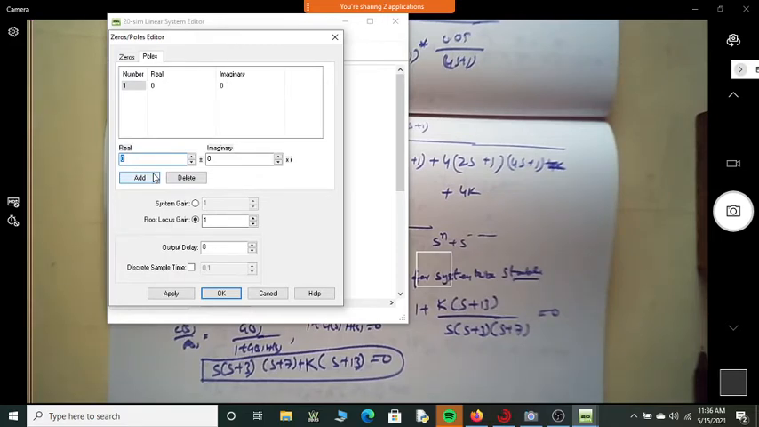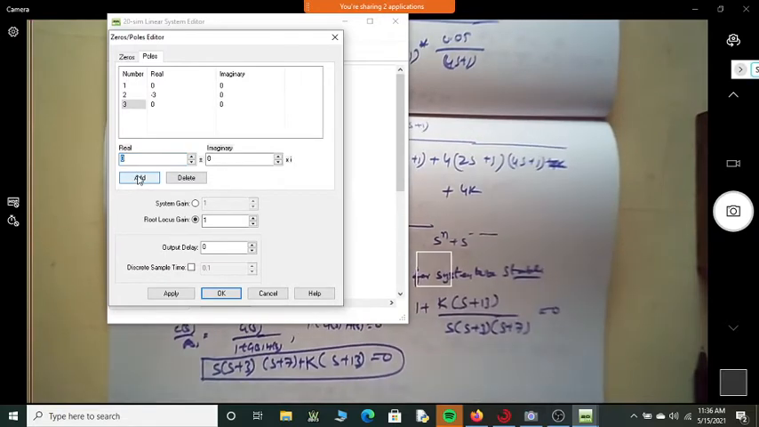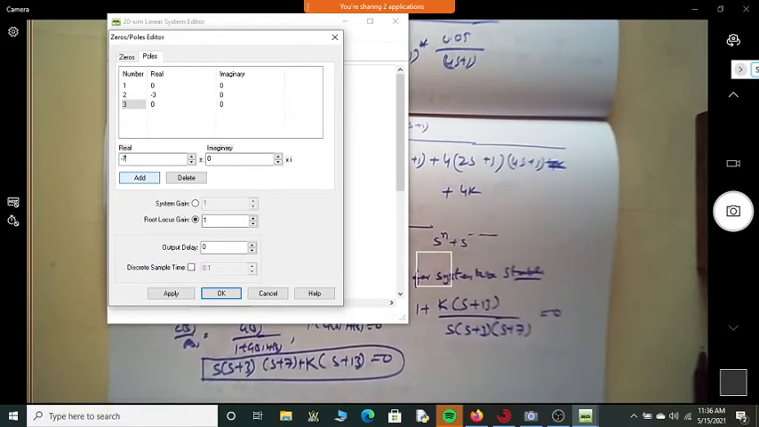Because there is an S term in the denominator, it has been added. Do you have a pole at -3? That is, S plus 3 corresponds to a pole at -3 in the S plane. Do you have one more pole at -7? Can you see I'm adding those poles and zeros, correct? Can you see there are three poles, one at origin, one at -3, one at -7. These are all real, imaginary parts are 0.